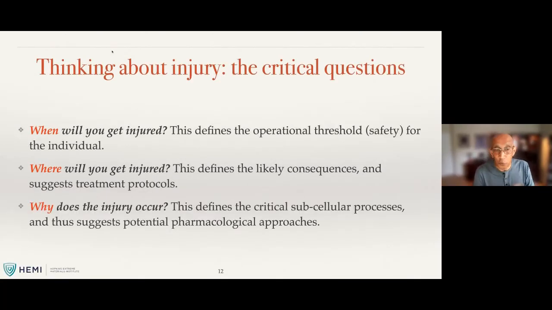And the third question is why does the injury occur? Now, this is much more of a cellular problem, and that tells you what drugs to use. So today I'm only going to talk about the when and the where. I don't have time to talk about the why, but these are the three questions you have to answer. So when will you get injured? Where will you get injured? And then why? I'm not going to talk about the pharmaceutical side at all.